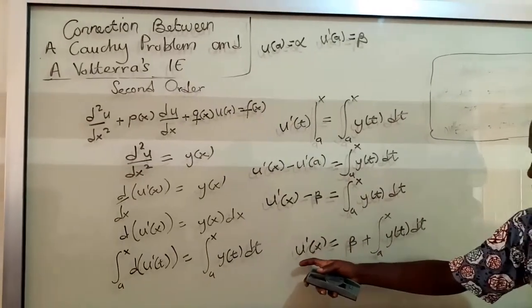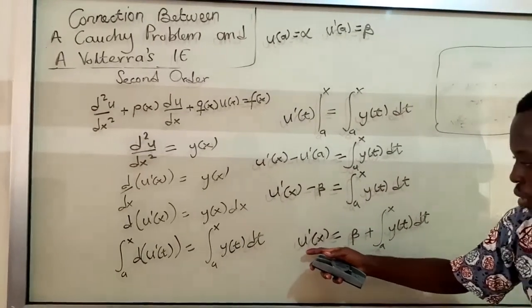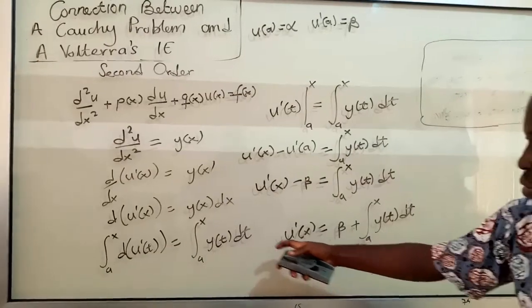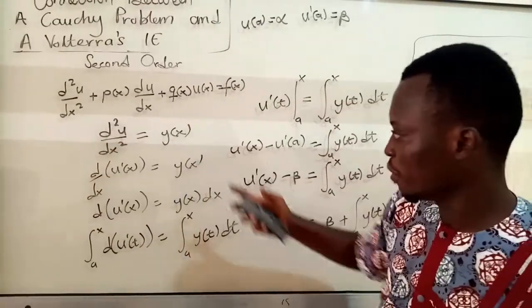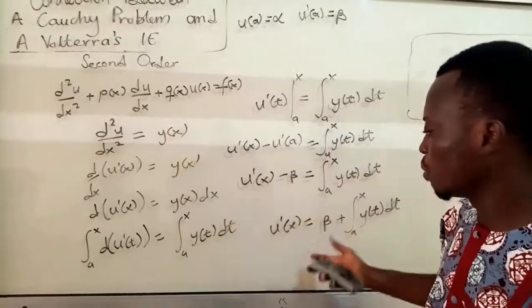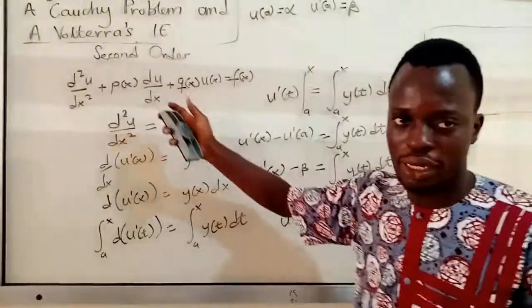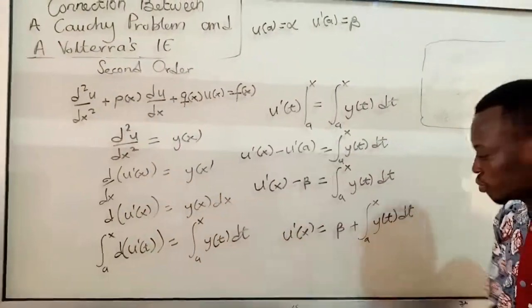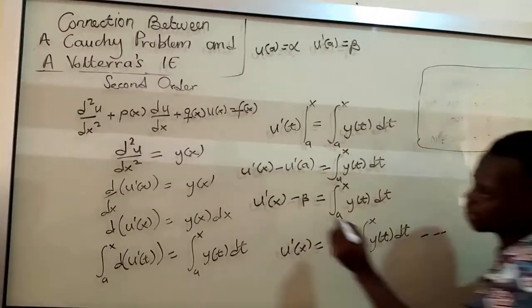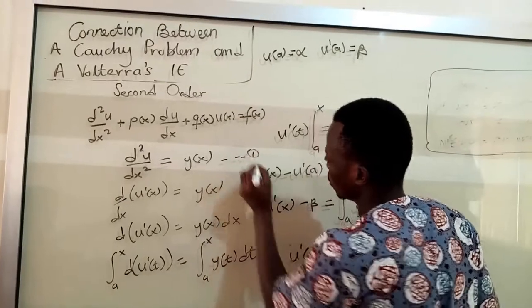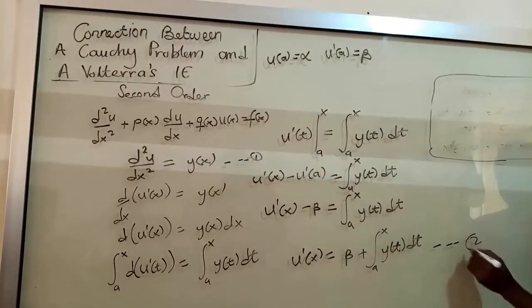So we now have our u prime of s. We have d squared u by ds squared. If we are done with the u of s, then we will substitute everything into it and work on it. So let's name this our equation 1, and this will be our equation 2.